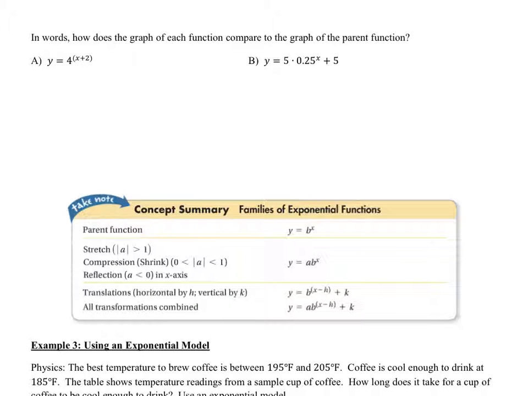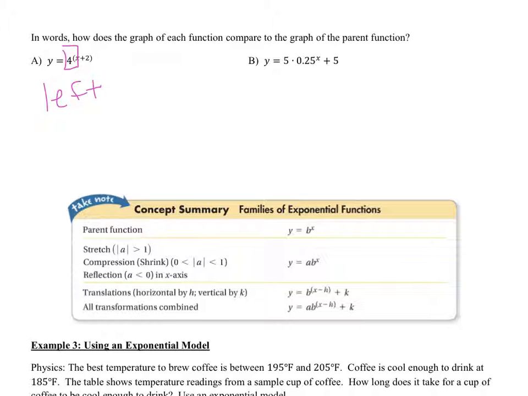In words, it says, how does this compare to the parent function? So right here is my parent function, anything raised to the x power. So really, there's only one thing for this first one. The x moves it left and right. The x is always opposite. So in this case, the only thing that I have here is left 2.